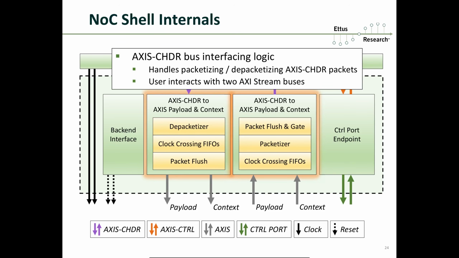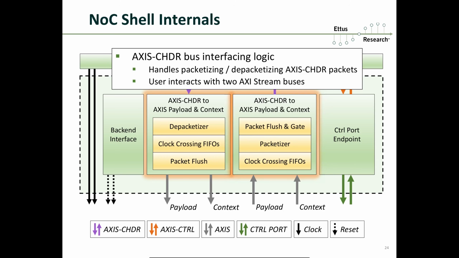Now in the middle here, we have two interesting modules called AXI stream cheddar to AXI stream payload in context, and the other version of it that's actually the other way around, which is the AXI stream payload in context module to AXI stream cheddar. Just ignore the title there, that needs to be flipped.